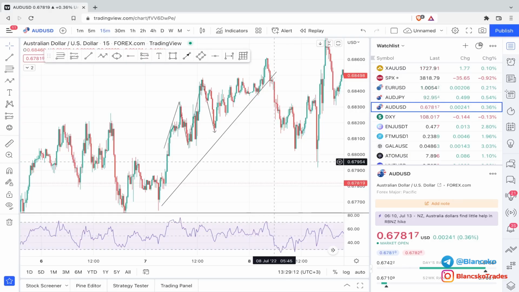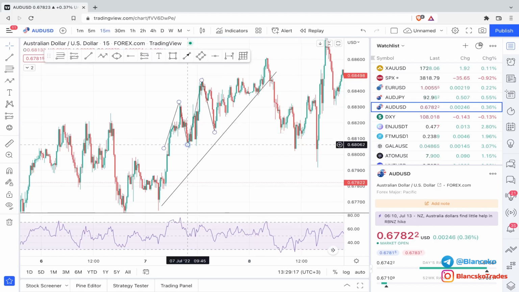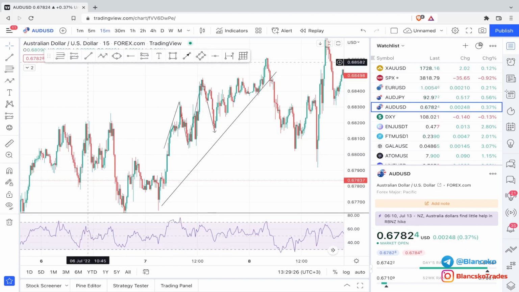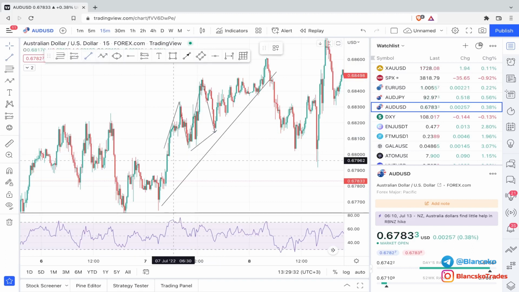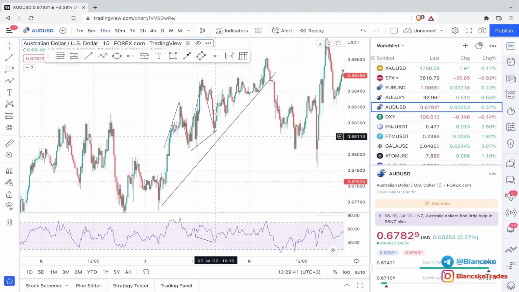And then what you need to look for when you are in an uptrend is the higher lows on the chart, and then the higher lows on the RSI. So as you can see right here, we have a higher low here and a higher low here going upwards, but on the RSI we have a higher low right here, okay, and a lower low right here. So this right here is a hidden bullish divergence.